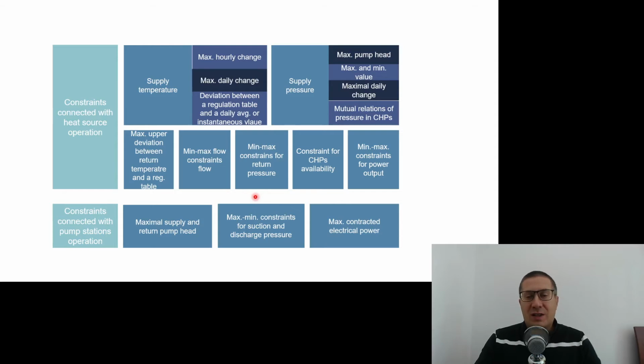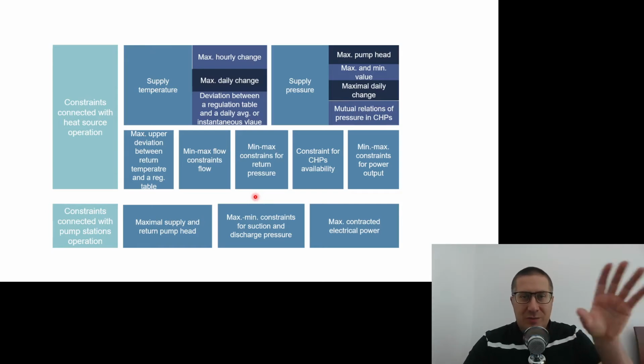We have the schedule of the availability of CHP plants that also need to be considered. We have some constraints related with the pumping stations. Of course, each pump has its own characteristic. We have some constraints for the maximum contracted electrical power, for the pressures, for the pressure change.